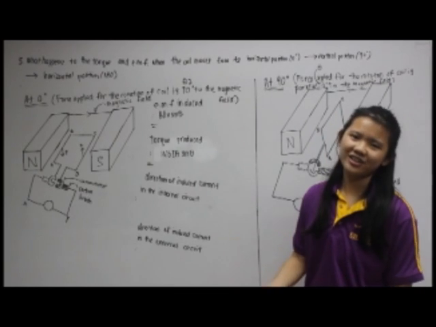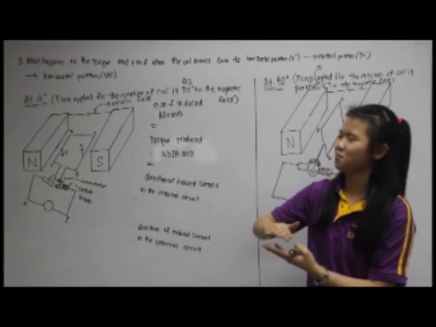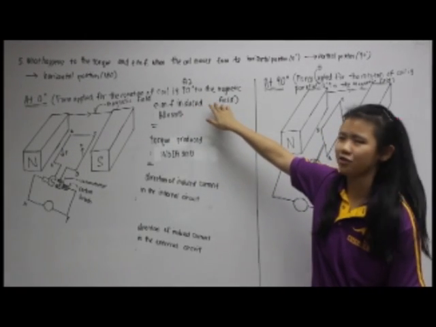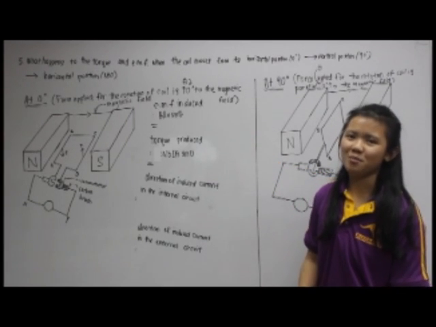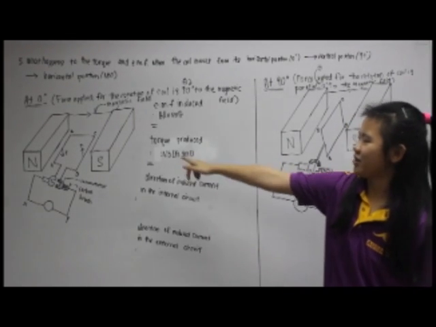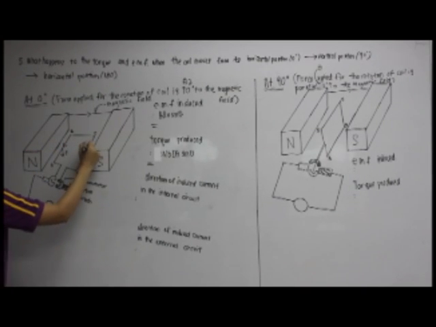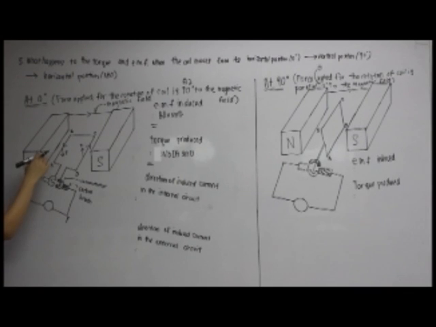Okay. When the coil is in its horizontal position, it is parallel to the magnetic field. So the force applied for the rotation of the coil is 90 degrees to the magnetic field. Using Fleming's right-hand rule, the magnetic field is like this, and the force applied is like this. So we can say that the direction of current is this way. Using the same thing, direction of magnetic field, the force applied, and the direction of current is this way. So we can find out the direction of current in the external circuit.